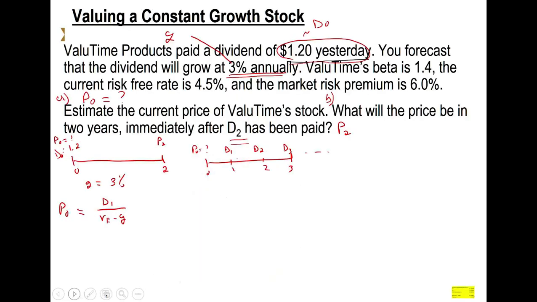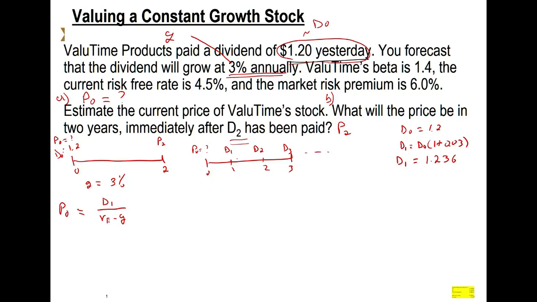So what do we need? We need D sub 1. Do we have D sub 1? We don't. What we do have is D sub 0, and we do know that it's going to grow. The dividends are growing at 3%. So if D sub 0 is $1.20, then D sub 1 would be simply D sub 0 multiplied times 1 plus the growth rate of 3%. If you crunch the numbers, you'll find that it's 1.236. I'm going to use some decimals here. That's D sub 1.